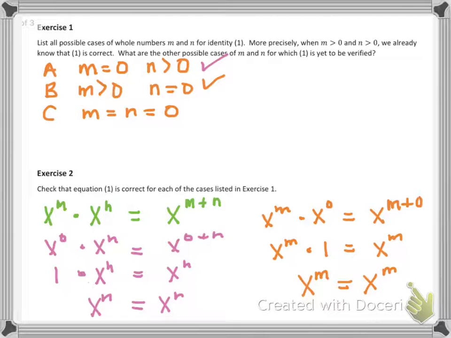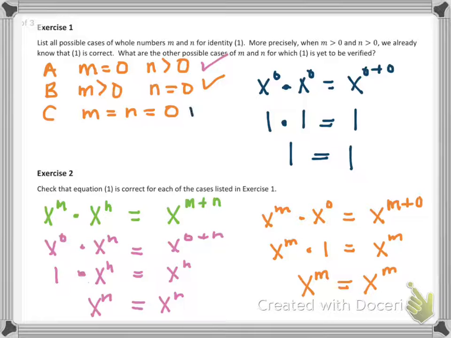So let's check that one. We would say x to the 0 times x to the 0 would be equal to x to the 0 plus 0, and x to the 0 we said is 1, times x to the 0, which we said is 1, is equal to x to the 0 plus 0, which is 1. And then 1 times 1 is 1, and 1 does equal 1. So it works in all three cases.